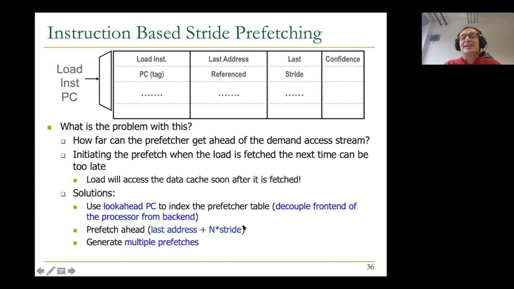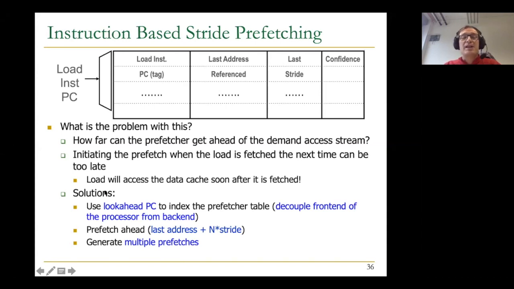But this is a good idea potentially, right? But if your n is too large, now you're becoming too aggressive. Potentially, the demand access stream will never get to n if n is too large, right? That's the issue over here. You can also generate multiple prefetches, meaning not just last address plus n times stride, but last address plus n times stride, plus n plus 1 times stride, plus n plus 2 times stride. So you basically predict ahead multiple iterations of this load instruction. And multiple prefetches clearly make the prefetches more timely, but they also make it more aggressive.